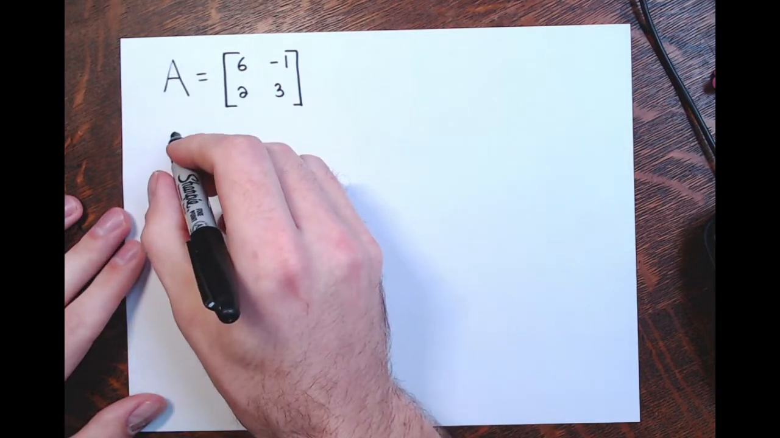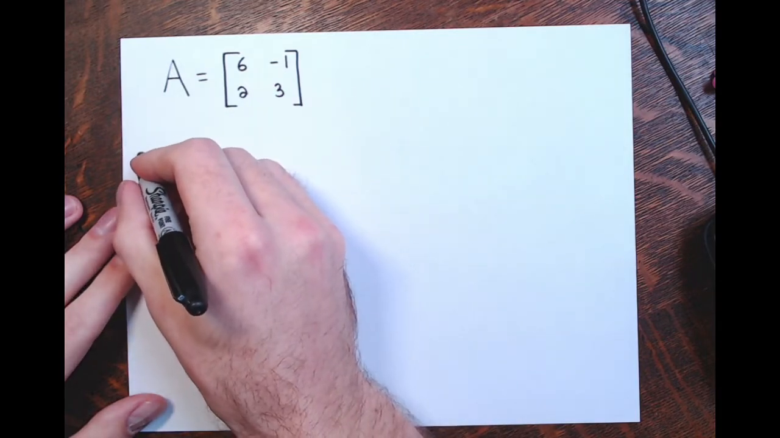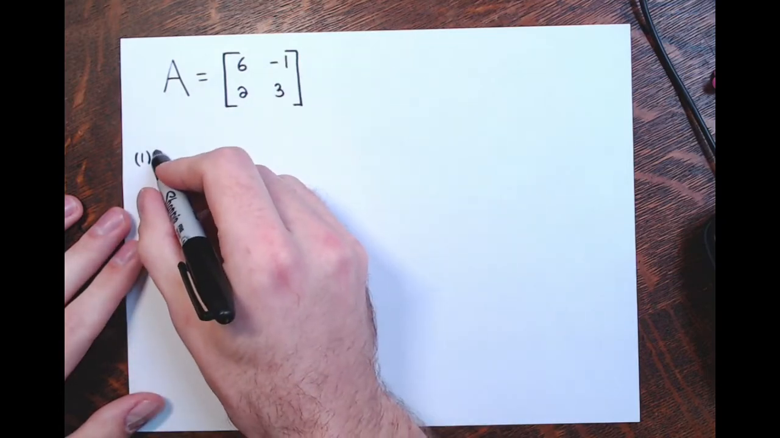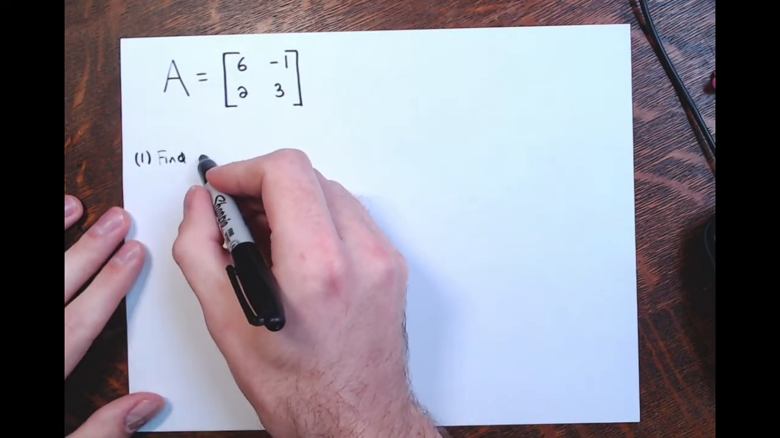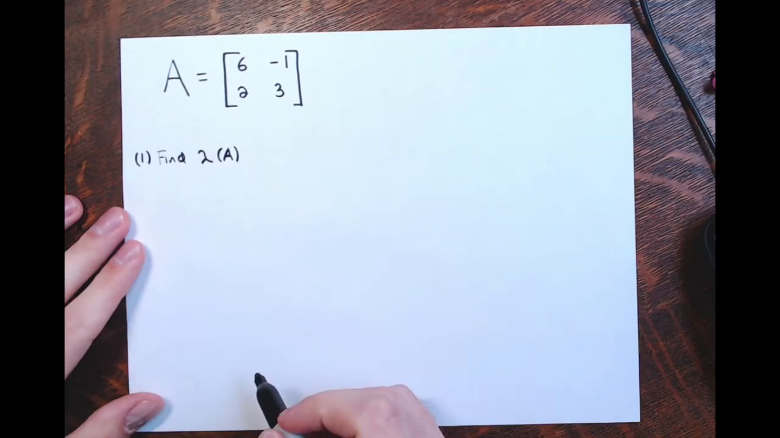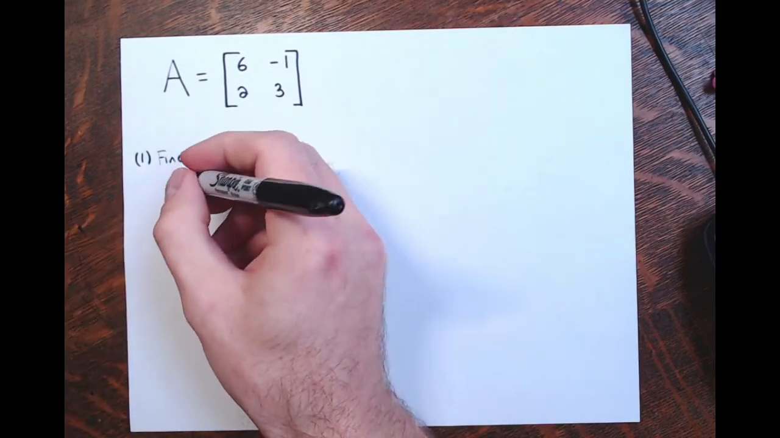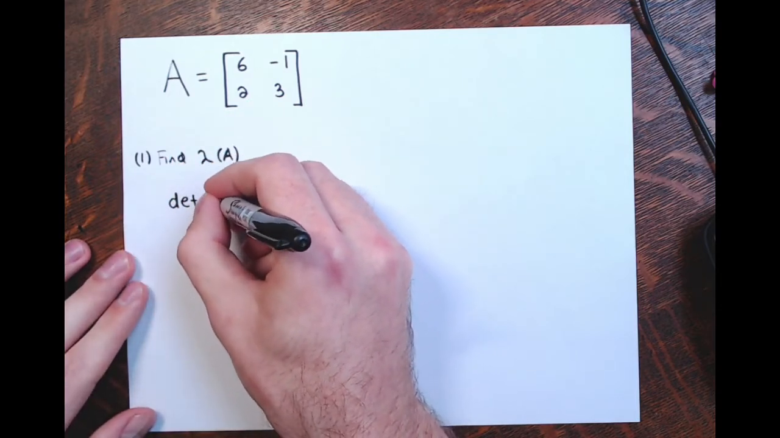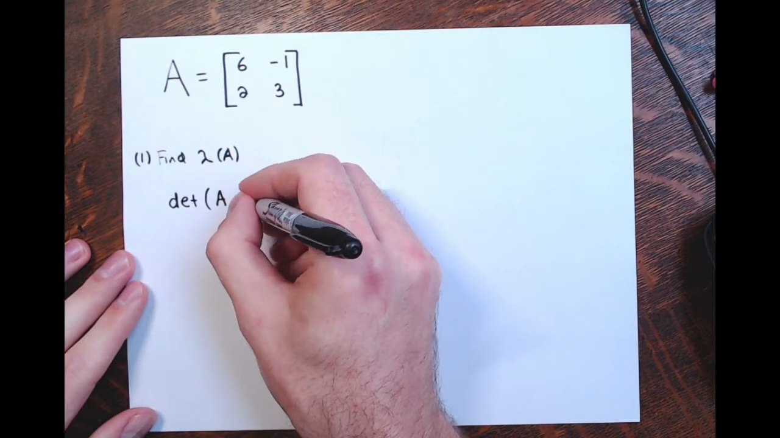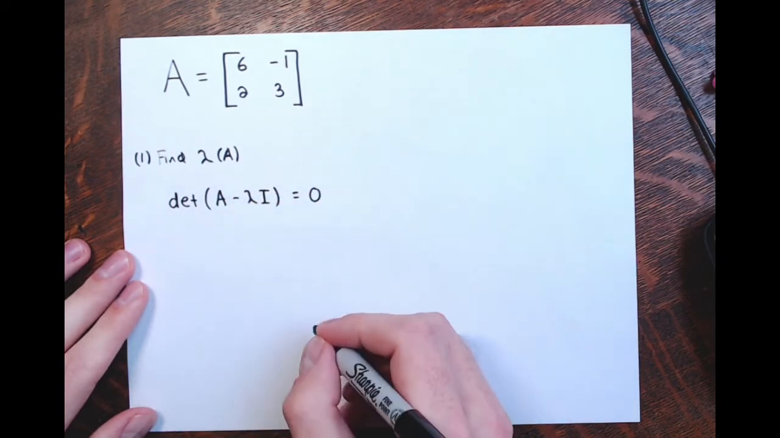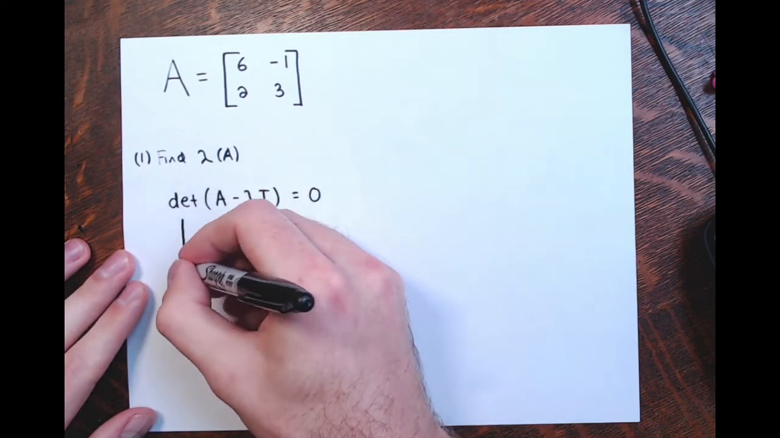So first, I'll go through the steps here. Find the eigenvalues, right? Find the spectrum of A. So I set up the characteristic equation. When is the determinant of A minus lambda I equal to 0? So that's the determinant here.